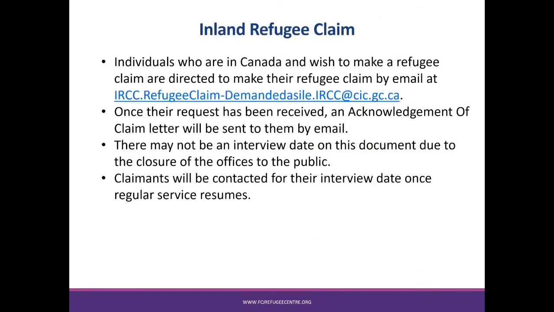The inland procedure is very simple right now because there is not a physical meeting, not an in-person meeting. The person who wants to make a claim has to send an email to the email address that we are putting there. In return, they are going to receive an acknowledgement of the claim letter, sent by email.